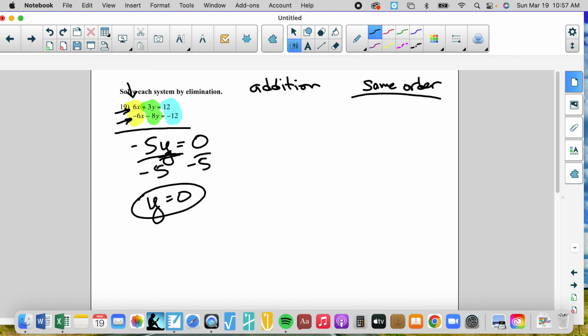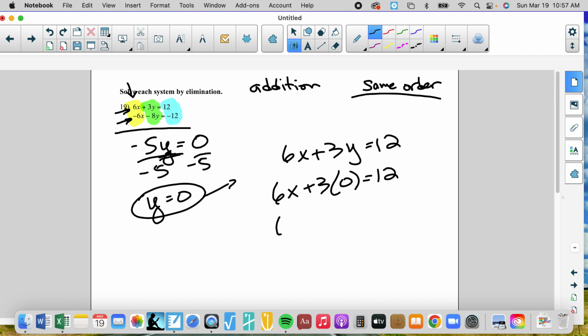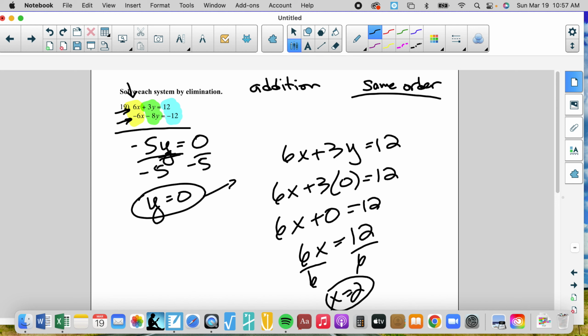Now we're going to pick one of those equations. Doesn't matter. I'm going to pick the top one. 6x plus 3y equals 12. And I'm going to take that value and substitute it in. So y equals 0. 6x plus 0 equals 12. 6x plus 0 is 6x. Divide by 6, and I get x equals 2. So my solution to my system is going to be (2, 0).